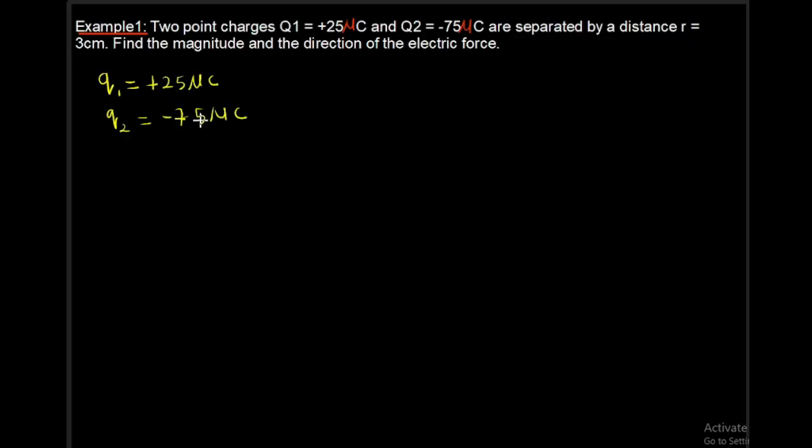As force is a vector quantity, it's supposed to have magnitude and direction. So please take note: the positive and negative signs are just useful to tell you the direction of the force. You can ignore them when solving for the magnitude of the force. Now moving on, we have two point charges, Q1 equals this, Q2 equals this, separated by a distance r equals 3 cm. Find the magnitude and direction of the electric force.